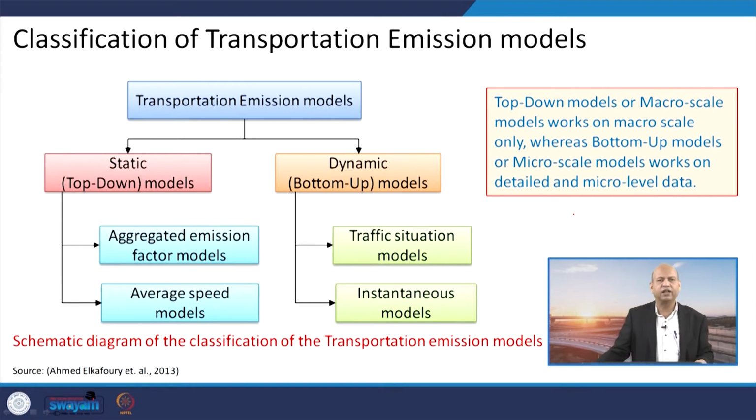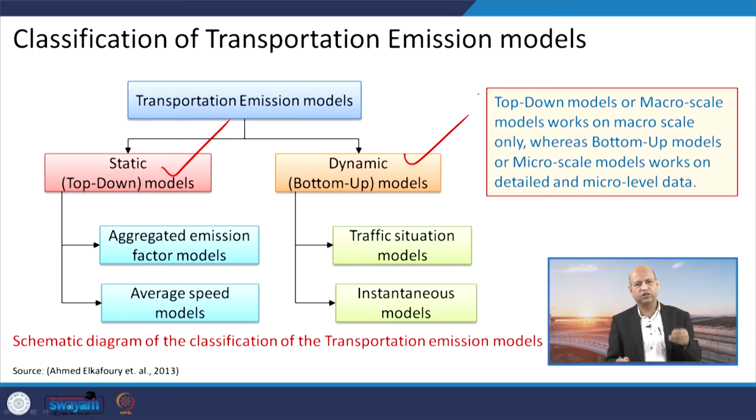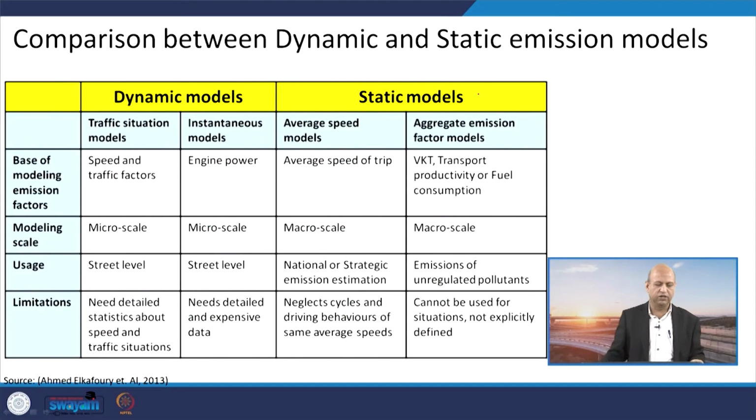Okay, when we classify the transportation emission models, one can be the static model and the other the dynamic model, bottom-up approach or top-down approach, depending upon how we estimate and what kind of parameters we are taking. Then dynamic models and static models, like traffic simulation models or instantaneous models. It will depend upon what kind of values are available, basically.